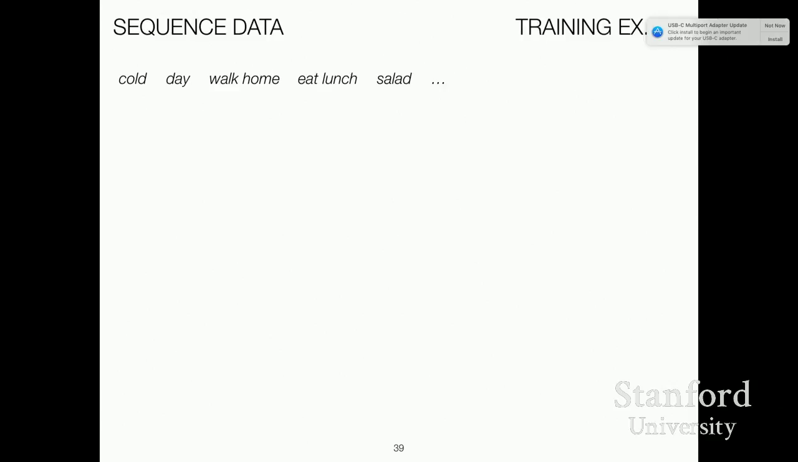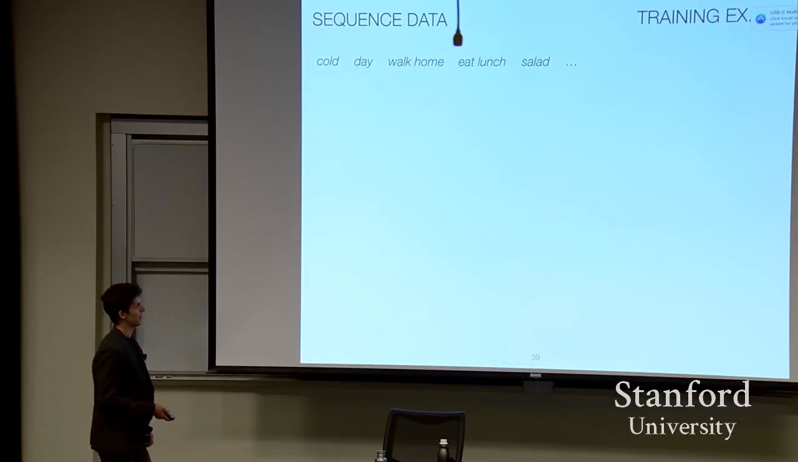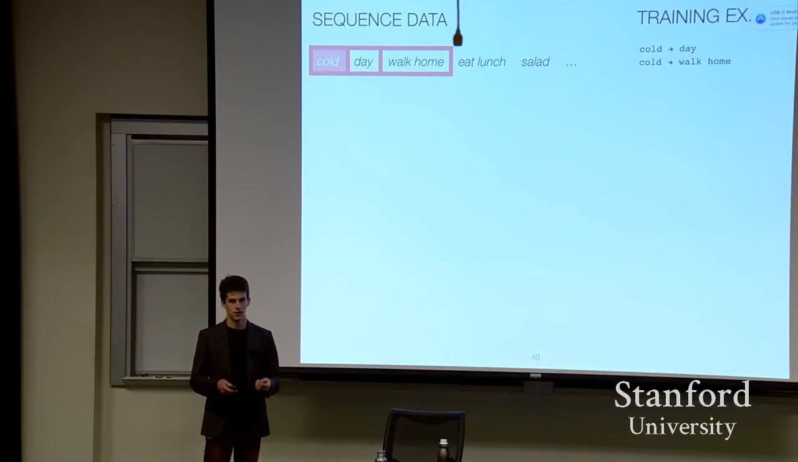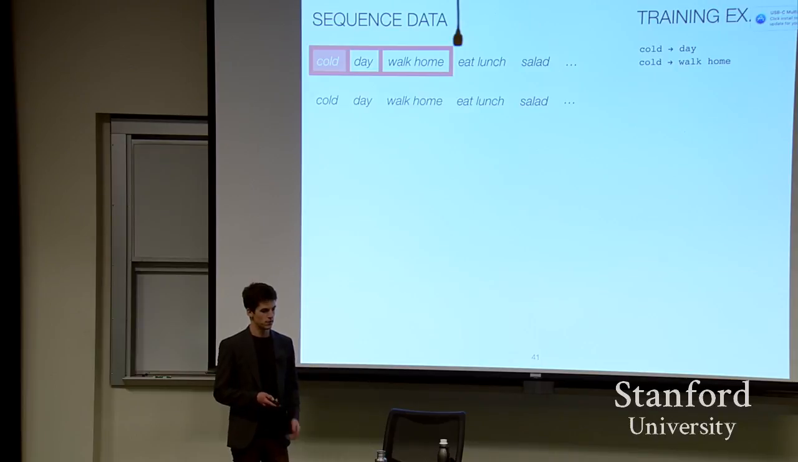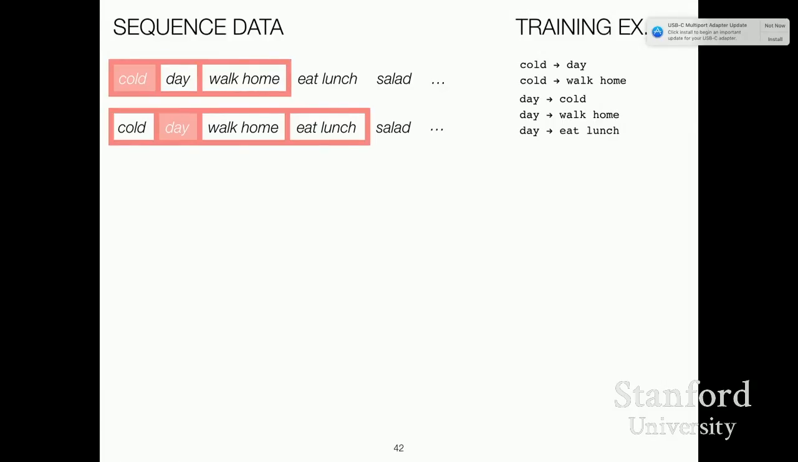So just to be very concrete about how this works, here's a set of sequence data and the kind of prediction tasks that we give to the network. We have a window that slides over the data. We have a target word, for example here, cold, and then we try to predict other words or activities within the window, things like day and walk home. And then we slide the window down and create a new target word. Now our target is day, and we predict cold, walk home, and eat lunch. We slide it down again.